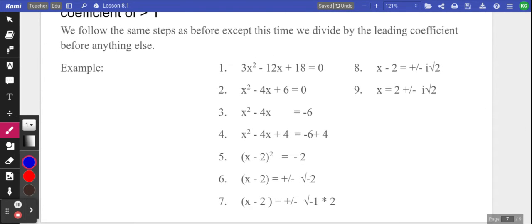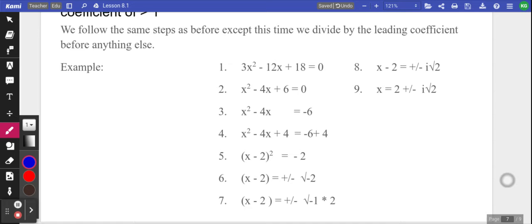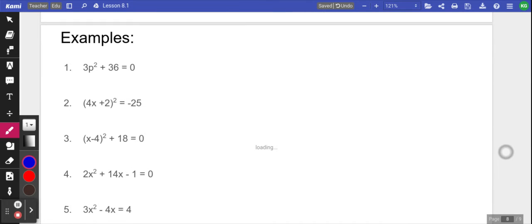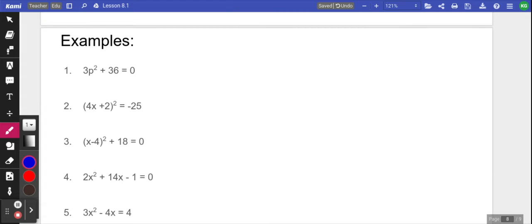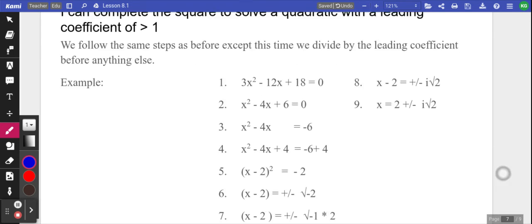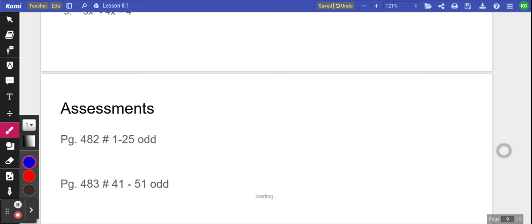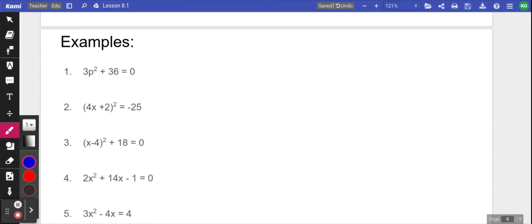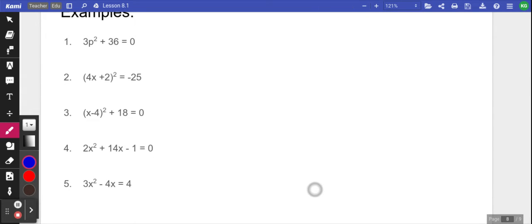Go ahead and pause here and take these notes. What this is saying is that we can't have a leading coefficient. Those aren't the right examples. Where are they? Well, we'll do number 4.